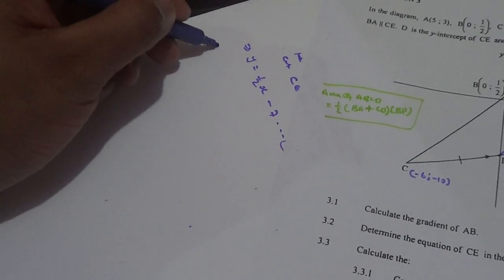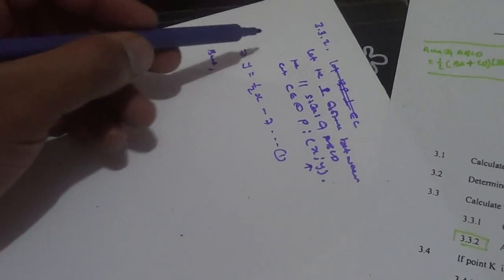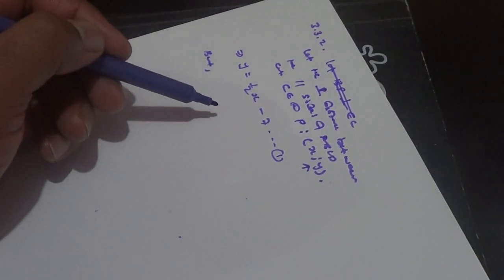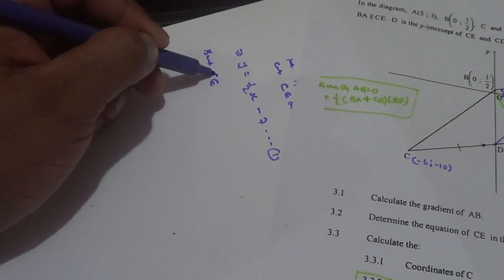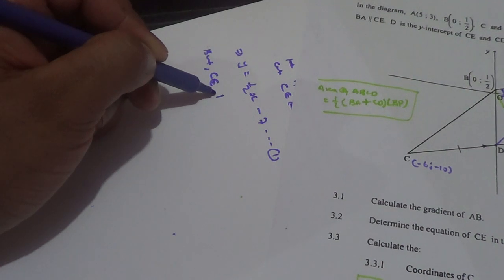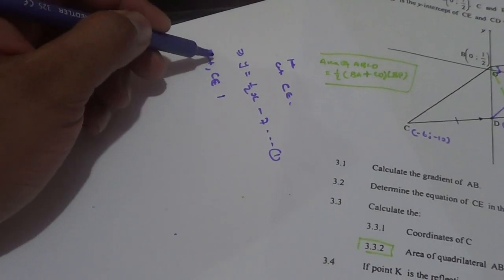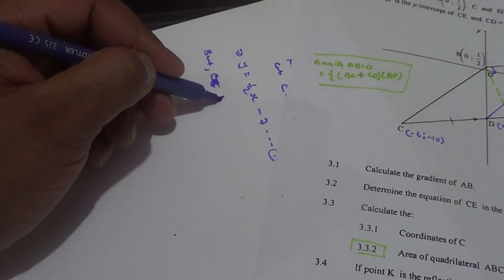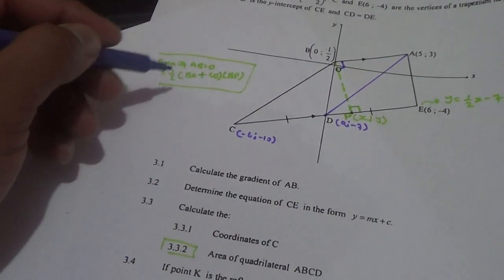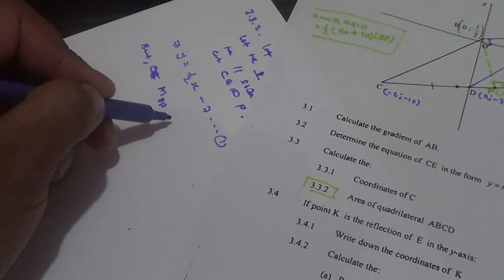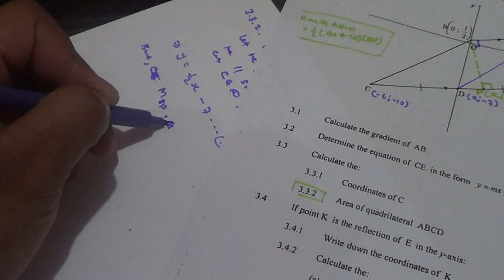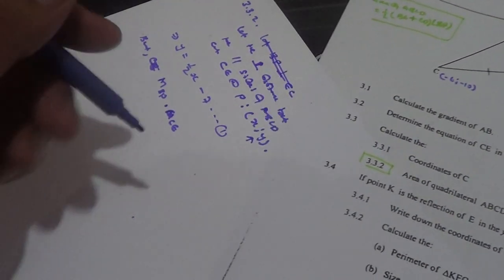I'm going to say, it's like my essay type way of answering, but it's not necessary, so don't try to do it. But what do we know? I know that CE is perpendicular. Let's not do this. But I know that the gradient of BP, which is that perpendicular height, multiplied by the gradient of CE.